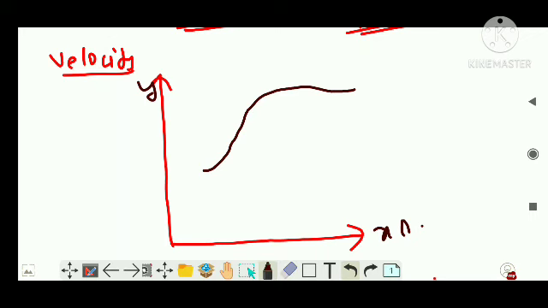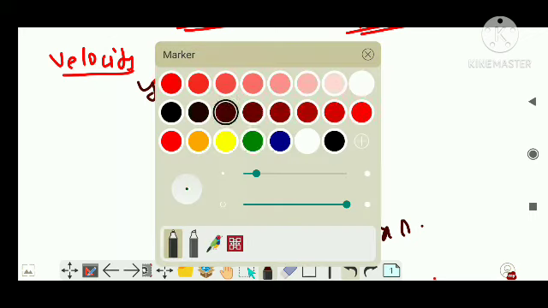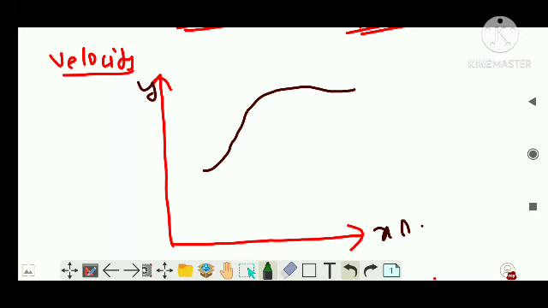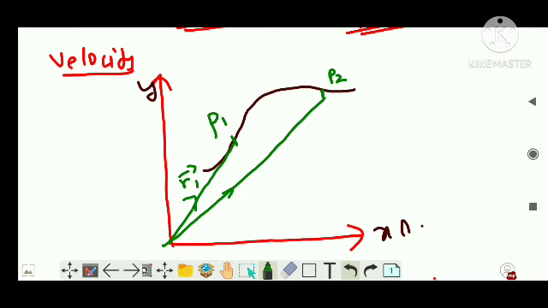This is our graphical representation. Let's say this is his first position P1, and P2 is his final position. Just like the previous one, you will draw 2 position vectors. This is R1 vector, this is R2 vector. Then he is changing position from P1 to P2. This is the delta R vector, that is the displacement, right?